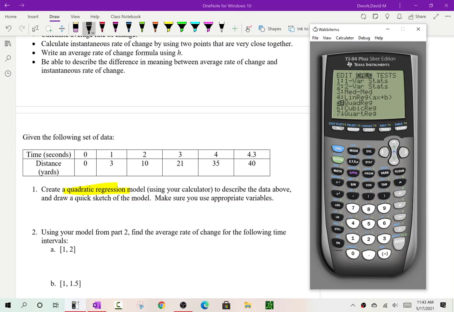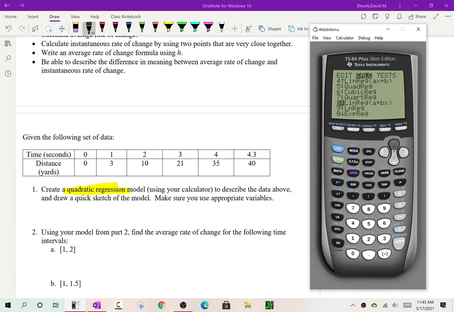Now, but what if it wanted an exponential regression? Well, if you notice, you just keep arrowing down until you find the, oh, there we go. Option 0 is Exp regression. So if any problem ever asks for an exponential, follow all the same steps, just choose the option 0, or maybe a natural log regression, ln.